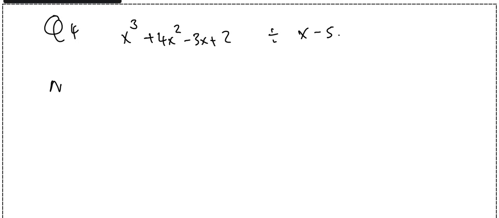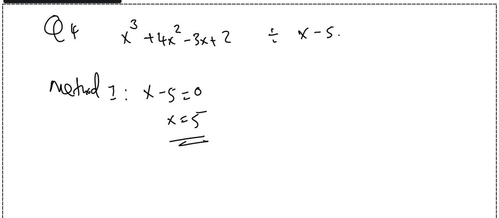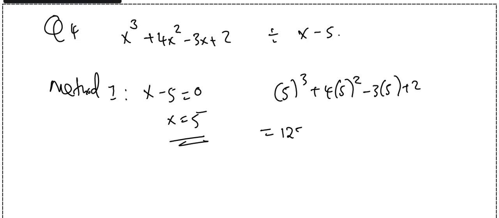So I'll show you the first method that you can use. Method 1: the remainder theorem just suggests that if the divisor that you're using is linear, you can just solve it. This is that, then equate this to 5, and replace this 5 in the expression. So we're going to put 5 wherever there is an x. Then 5 to the power 3 is just going to be 125, then plus 4 times 25, 25 minus 15 plus a 2.